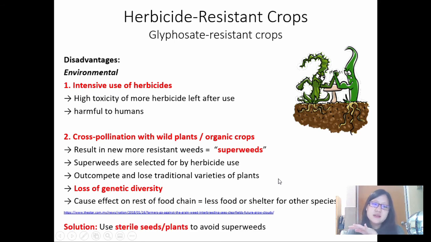But anyways, the scientists thought about this and talked about it with the farmers and people involved, I suppose, and came up with a solution. Okay. Let's make herbicide-resistant crops, but let's make them sterile. Let's use sterile seeds and plants to avoid superweed formation, so it won't cross-pollinate now.